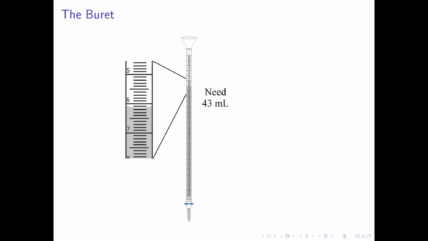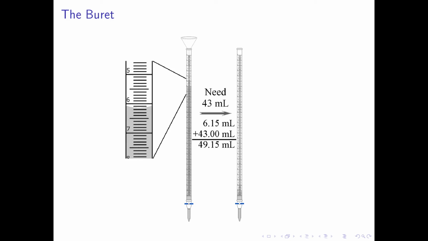Let's suppose that we need to deliver 43 milliliters of liquid. In order to accomplish this, we first have to do a little bit of simple arithmetic. Since we're starting at 6.15 milliliters as our initial reading, we need to add 43 milliliters to this. This gives a final volume of 49.15 milliliters. It is our goal to drain the burette liquid until the meniscus sits exactly at 49.15 milliliters on the burette.